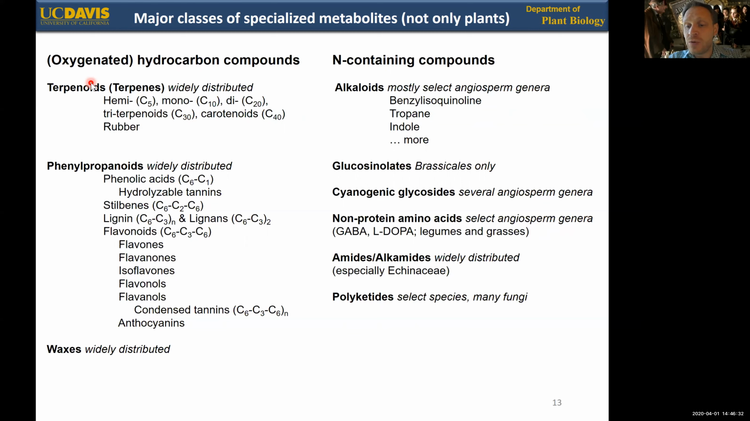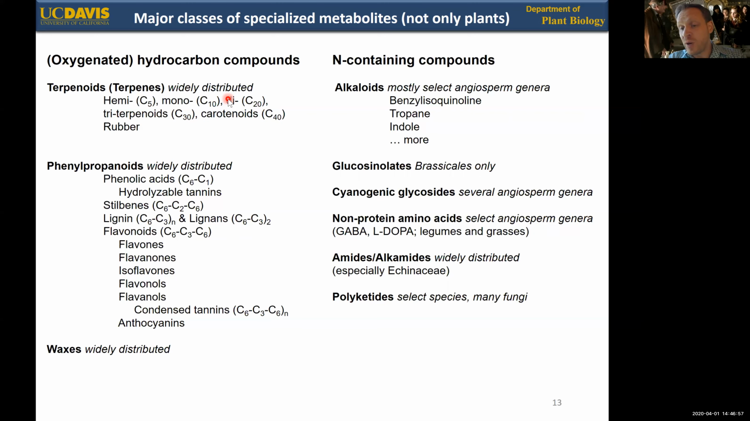They are divided into a number of subgroups that are largely divided by the number of carbons in the backbone of terpenoids. So we have the hemiterpenoids that are 5-carbon compounds, then mono is 10 carbons, di is 20 carbons, triterpenoids are 30 carbons. Your carotenoids are 40 carbons, and then rubber is actually a polymer of terpene units.